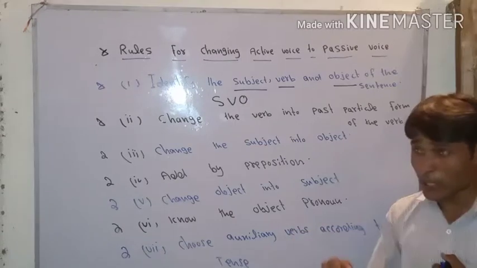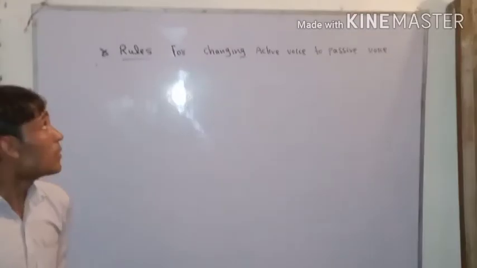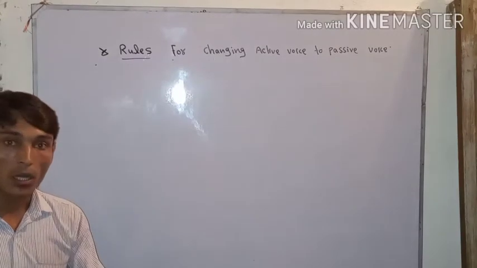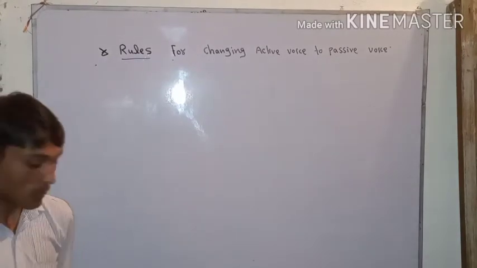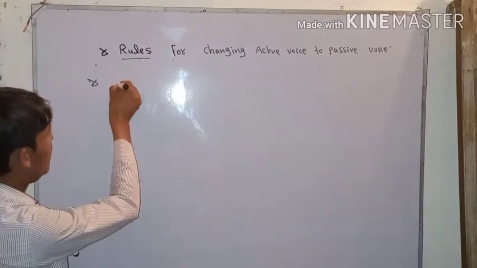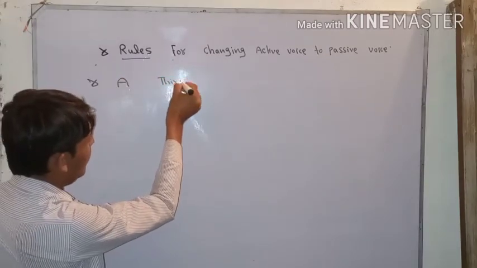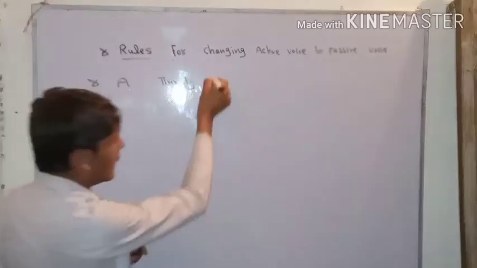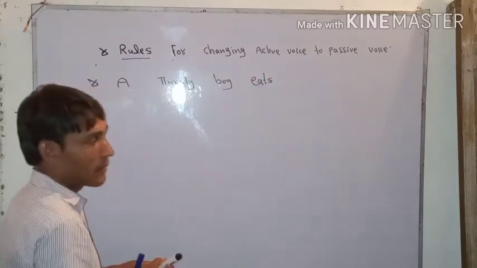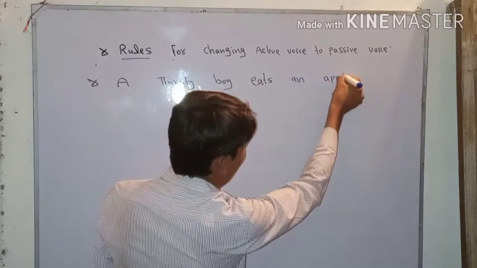Now I am going to give you an example which explains all these rules, to know how we change active to passive voice. The example in active voice is: a thirsty boy eats an apple. That is called apple.